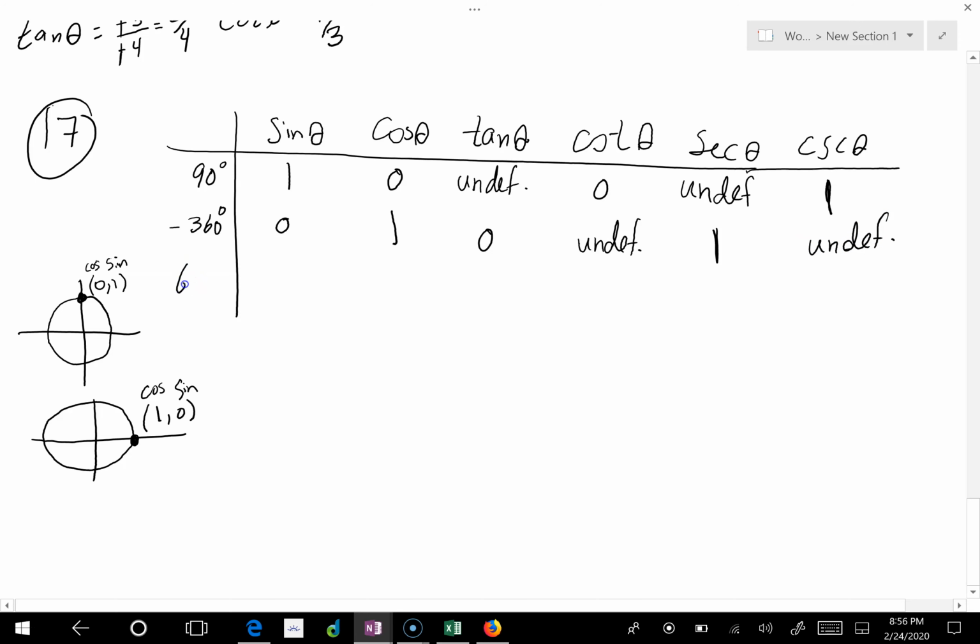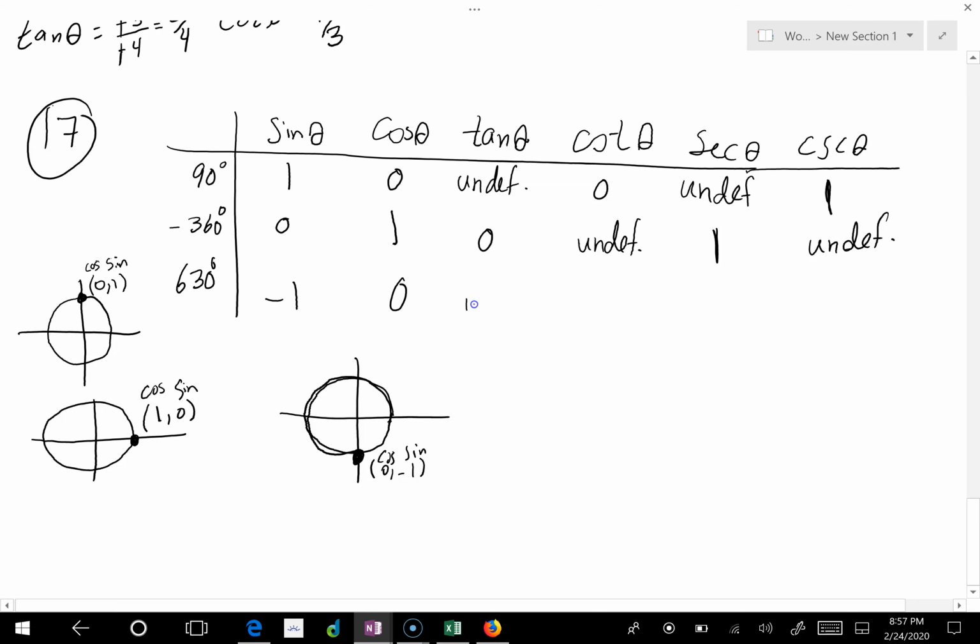Okay, the next one is a 630-degree angle. If you want to think about that, if you go around once, it's 360. If you go twice, it's 720, but this is 90 less than 720, so it's right here. So that point is (0, -1). Again, the first one is cosine, the second one is sine.